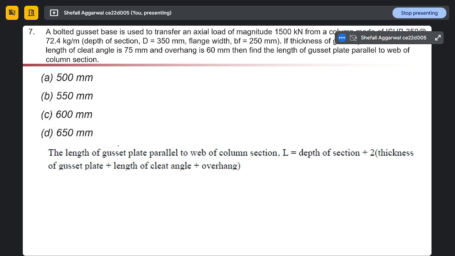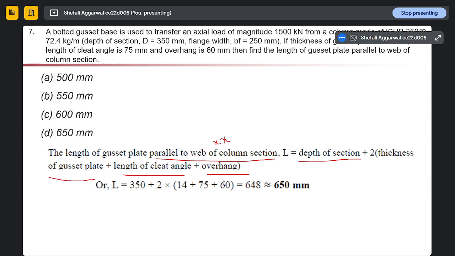First thing is, we have a direct formula in case of eccentricity, that length of gusset plate parallel to web of section, parallel means in x direction, is given by depth of section plus 2 times thickness of plate plus length of pleat angle plus overhang. Right? You remember we read about this in one slide, that in case of bolts we use this formula, and in case of welding this thing will be removed.